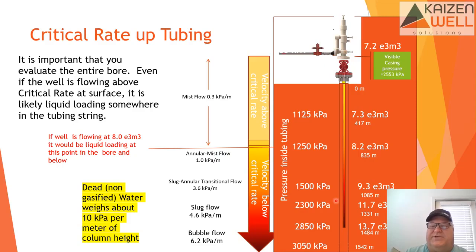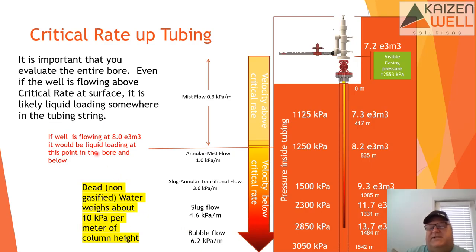Not just your surface pressure. You have to understand what's going on downhole as well. Here's kind of a representation of what that means. If we're in mist flow and we were to weigh that column, it might be 0.3 kPa per meter. When we get to annular mist flow, we might have 1 kPa per meter. Slug annular transitional flow, 3.6 kPa per meter. Slug flow might be 4.6 or higher. Bubble flow, we're probably 5.5 to 7 kPa per meter.